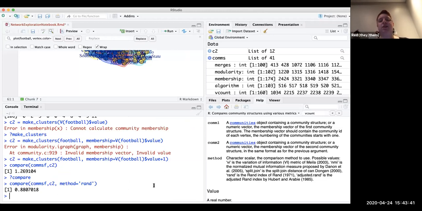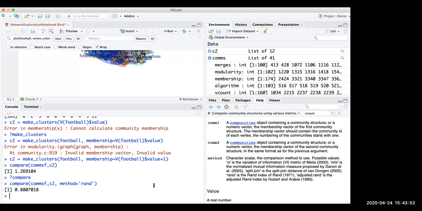All right, so now I'm just going to open the floor for questions. Okay, so I have a question. Sure. With the comms F where we got the 6 communities, what was that based on? Like what attribute was it based on? And then what exactly did we compare it to with C2?